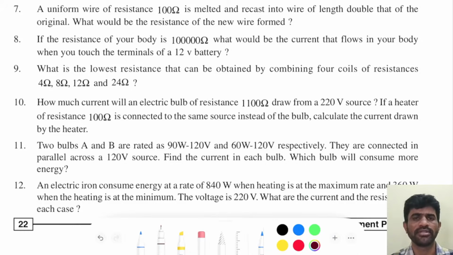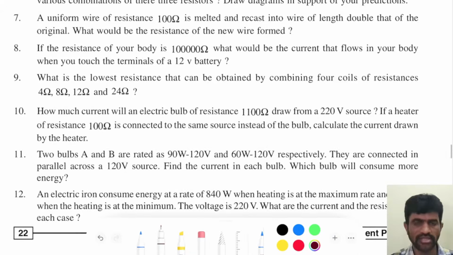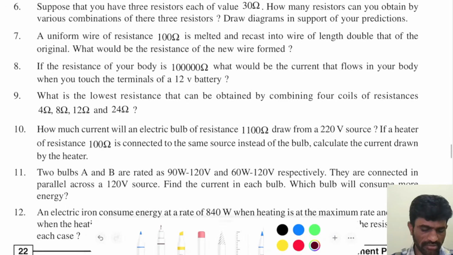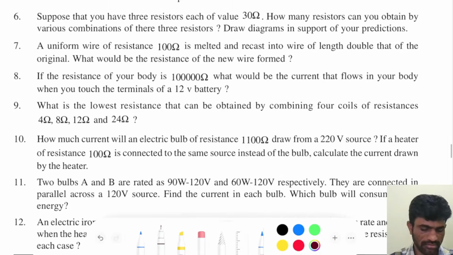When length is doubled, what happens? Thickness will be decreased. Same wire we are using, no? Same wire melted and recast, length doubled. When length is doubled, area will be half. If area is half and length is double, resistance will increase 4 times. So 400 ohms.